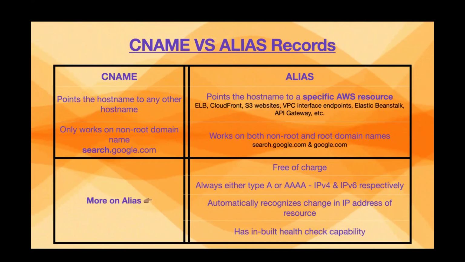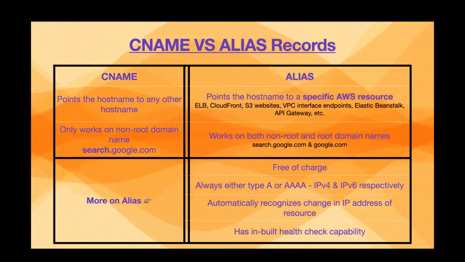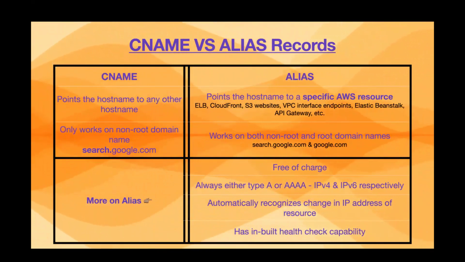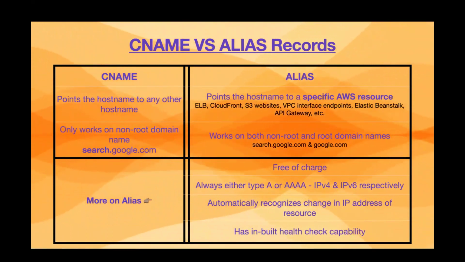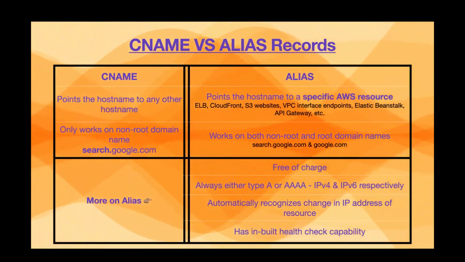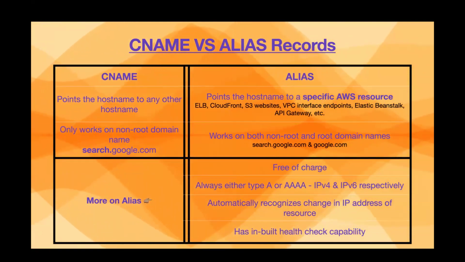And the alias record works on both root and non-root domain names, so it works for both search.google.com and google.com. More details on alias: it is free of charge and it's always either type A or type quadruple A, and as I said earlier, that could be IPv4 or IPv6 respectively. Alias records automatically recognize the change in the IP address of the resource, and they also have an inbuilt health check capability.